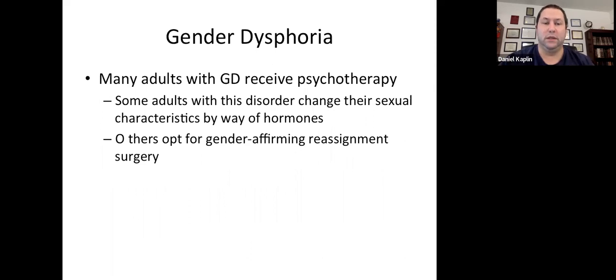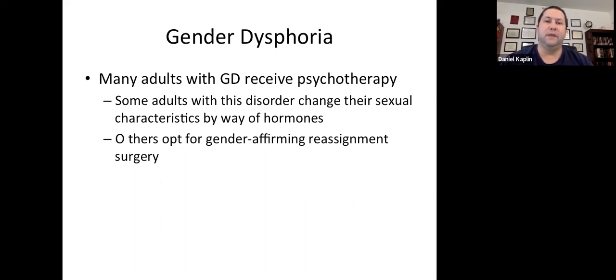Now, in terms of treatment, many people with gender dysphoria do go into treatment to reconcile what's going on. And some individuals with this disorder go and change one or more aspects of their sexual characteristics. It could be through hormones. It could be a gender affirming or reassignment surgery. Now, I say gender affirming, but there is literature that uses the word reassignment. That's the medical term for the surgery, but it is gender affirming.